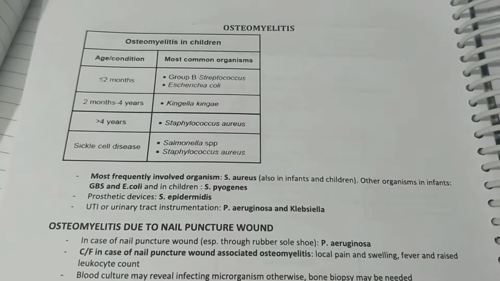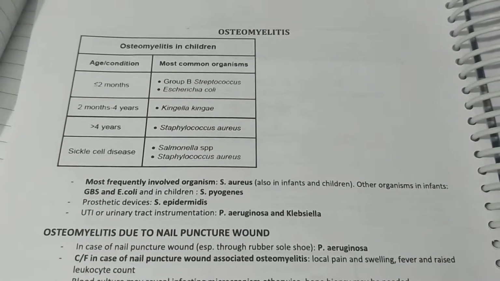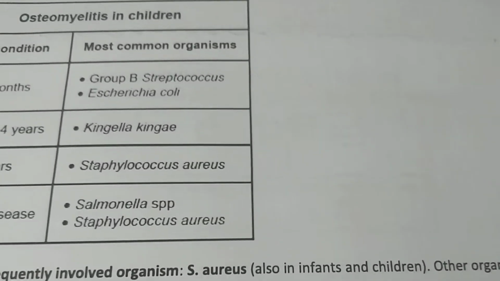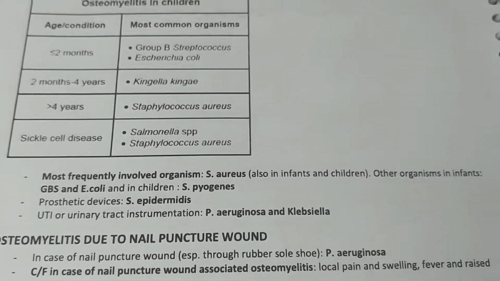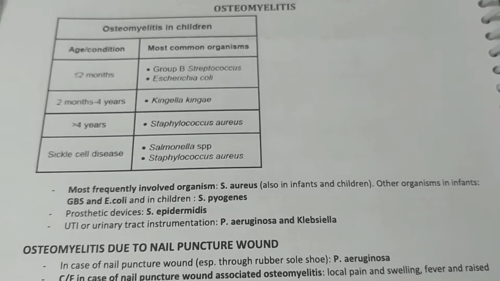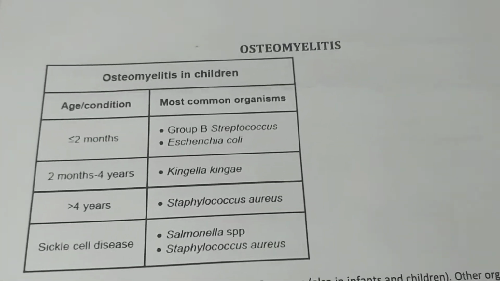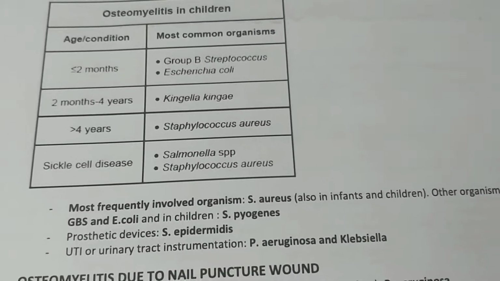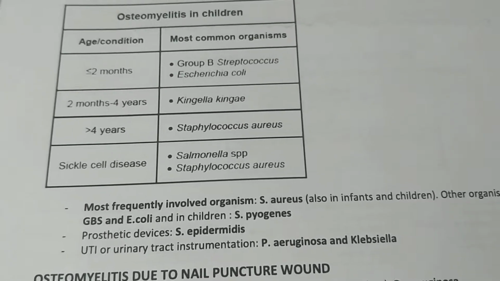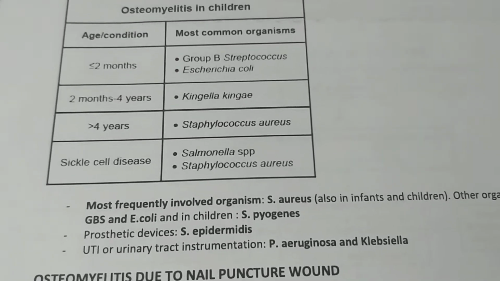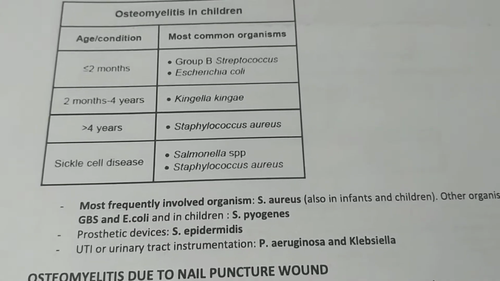Infection of the bone. In osteomyelitis, the most frequently involved organism is always Staph aureus, in infants, in children, in adults. Other organisms involved in less than 2 months are group B streptococcus and E. coli. B for baby, and as they always do, diarrhea, so E. coli. Group B streptococcus and E. coli in less than 2 months, and in 2 months to 4 years they are the king.